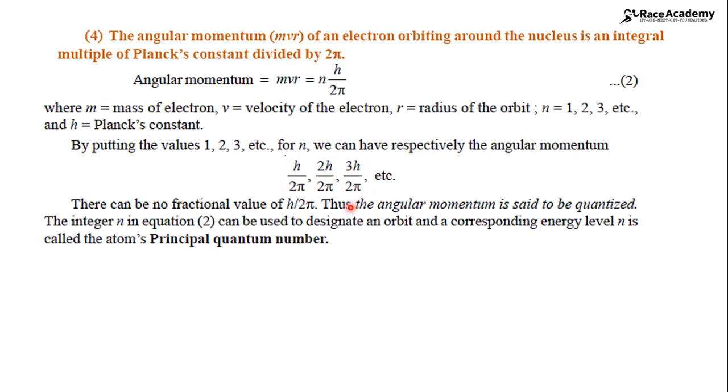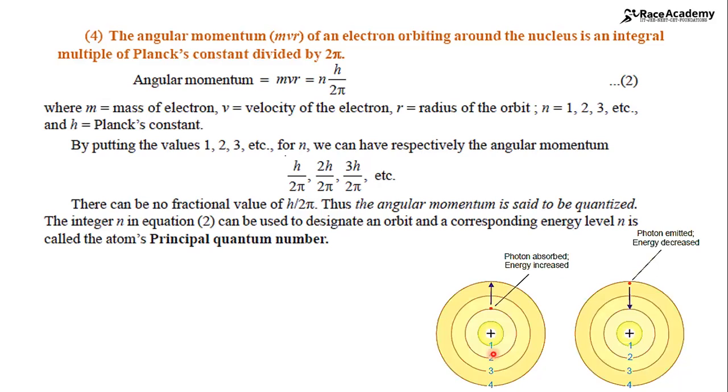That angular momentum is said to be quantized. That means the integer n in equation 2 can be used to designate an orbit, and a corresponding energy level. n is called the principal quantum number. So you can see here the photon absorbed energy.